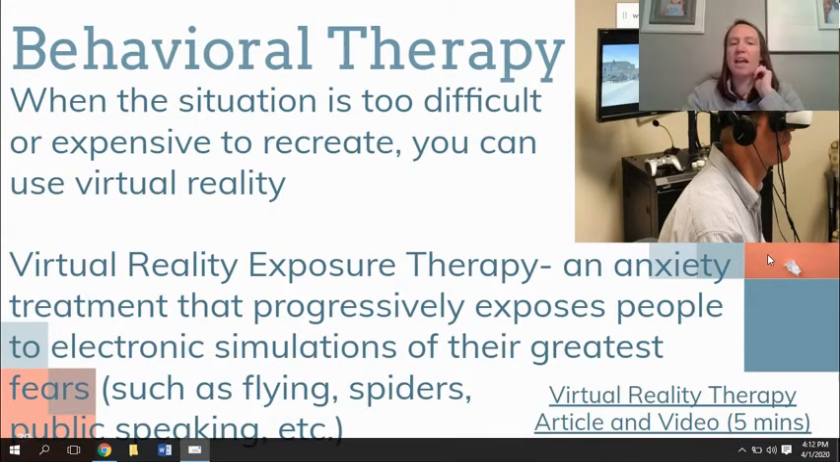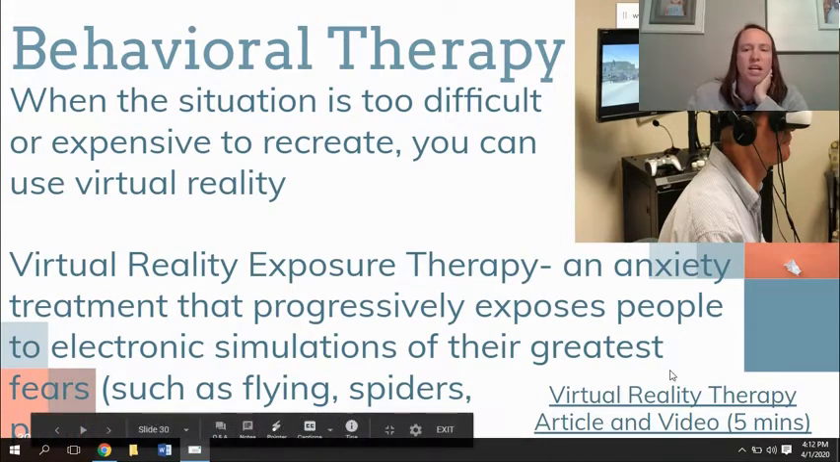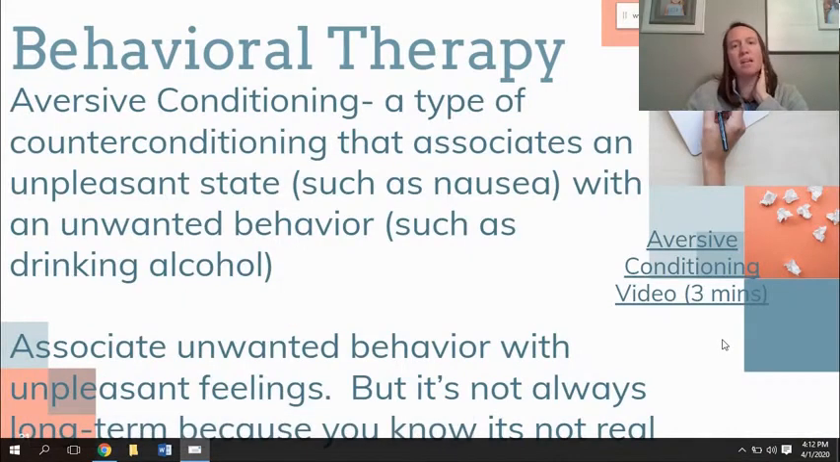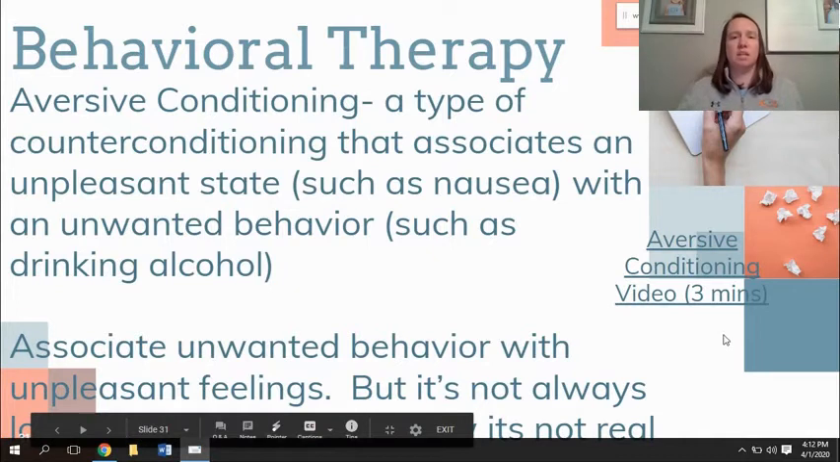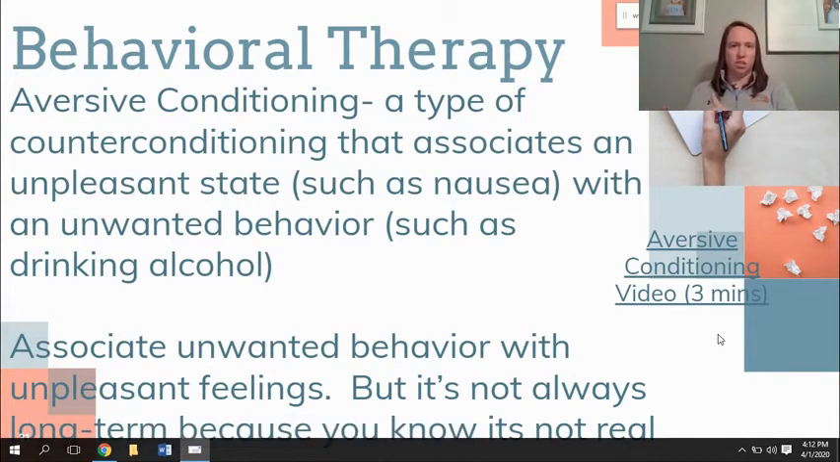So it could be flying, spiders, public speaking. Like I said, this person with PTSD, like the battlefield. And so there's an article and a video on that. The other type of classical conditioning was aversive conditioning. So it was counter conditioning and aversive conditioning. And under counter conditioning was the systematic desensitization and the virtual reality therapy.